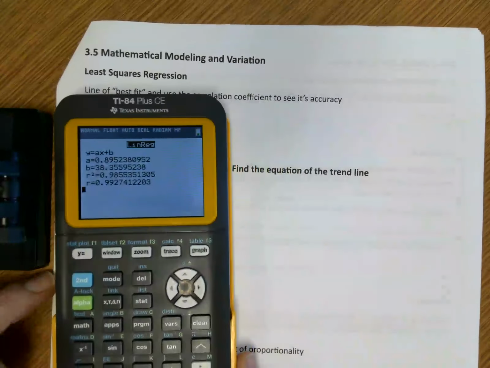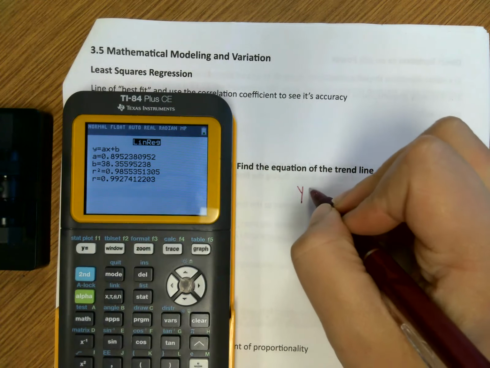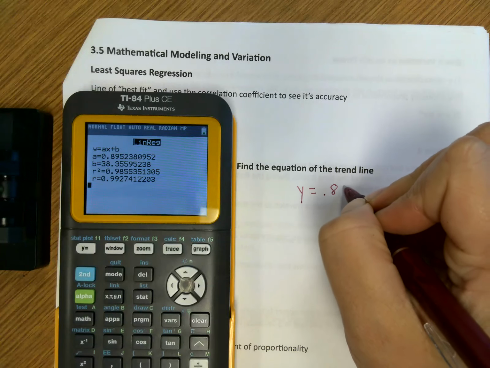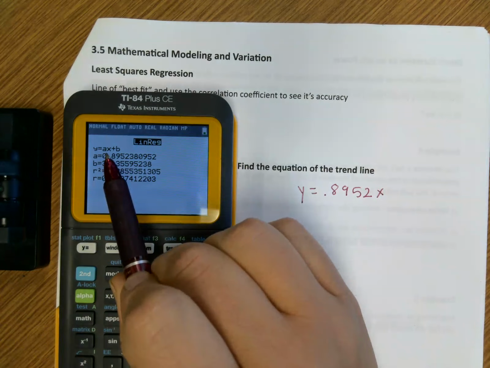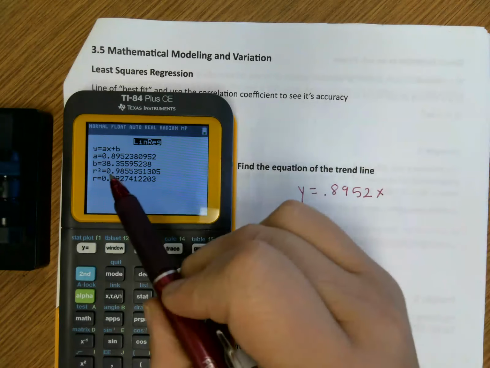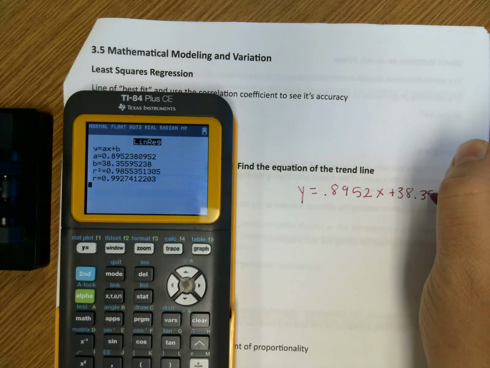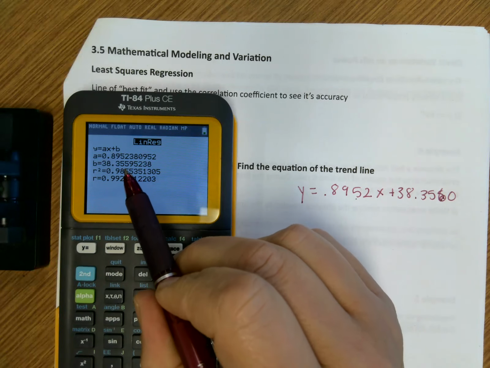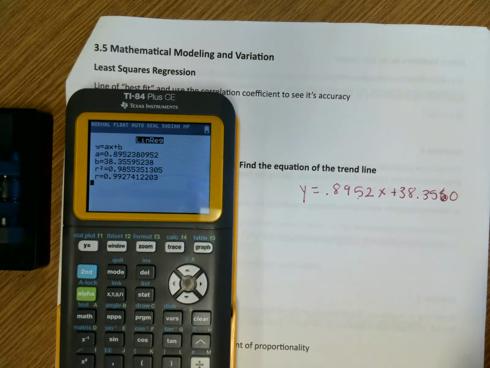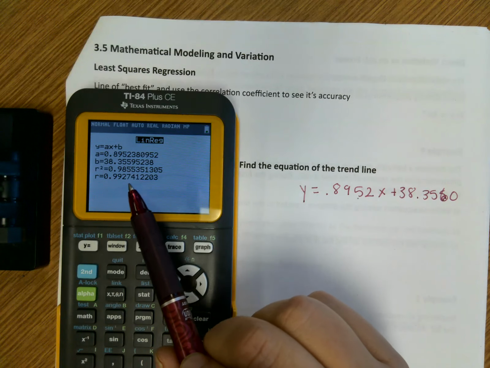So if I asked for the equation of the trend line and I asked you to find it on your calculator, we'd have our Y equals 0.8952x, and using this because it's a linear model, and then because this is positive, that's why this is a plus 38.355, and actually that would round this up to 6 because that 5 rounds up to 9, so this becomes a 6.